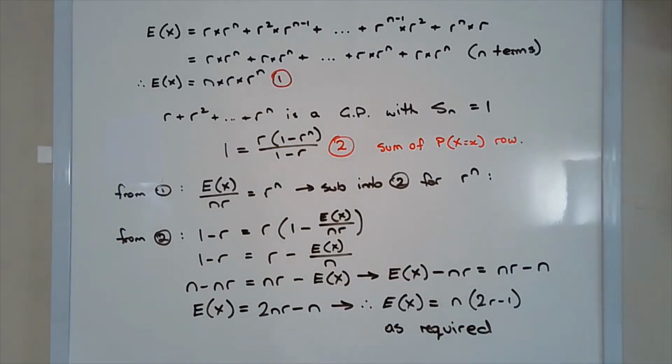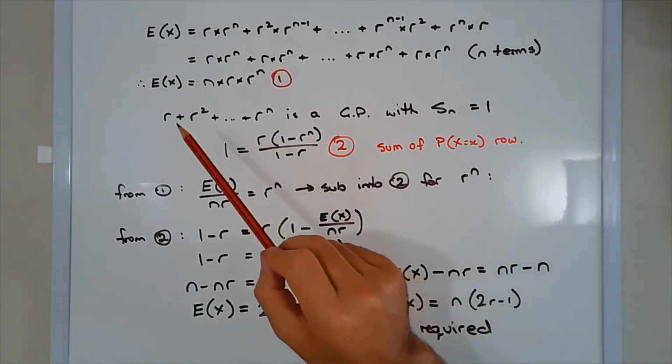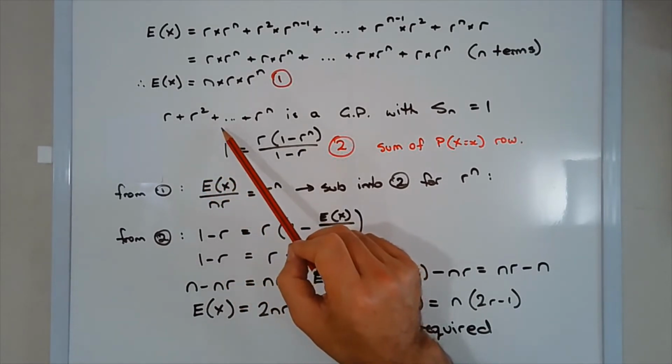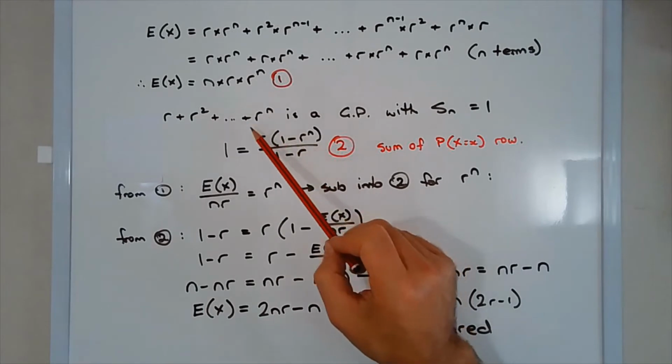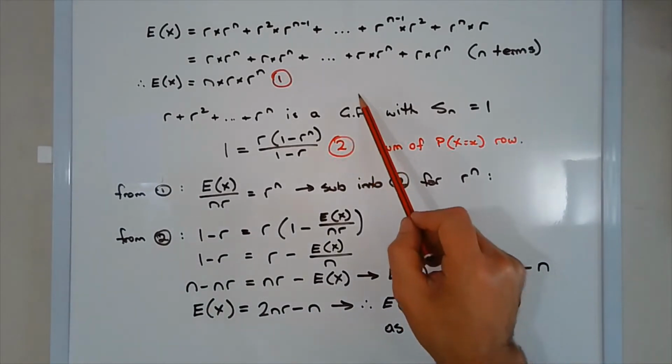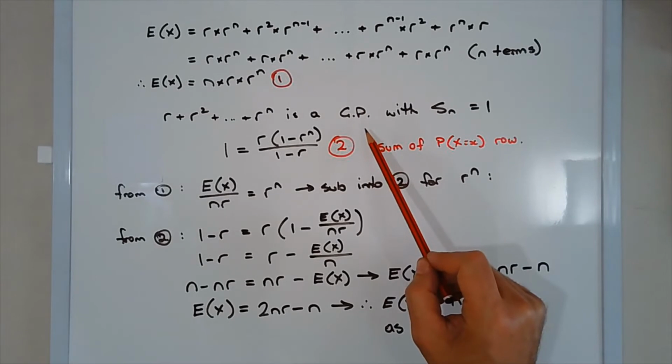Now the next point to note is that being a discrete probability distribution, the sum of the probabilities, so that's the sum of the second row in that table, must equal 1. And so the terms in the second row are r plus r squared plus r cubed plus dot dot dot plus r to the power of n. So these are the probabilities in the second row, and they must sum to 1 for a valid discrete probability distribution. Now this happens to be a geometric progression.